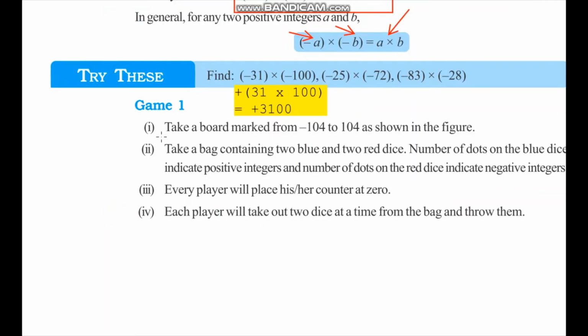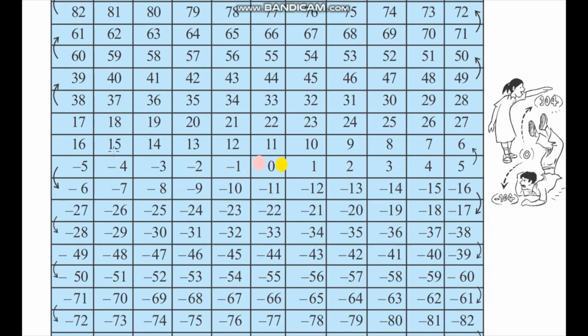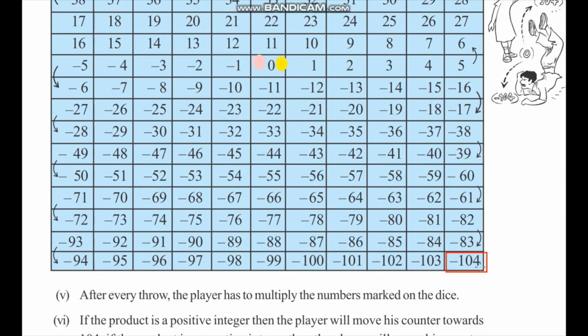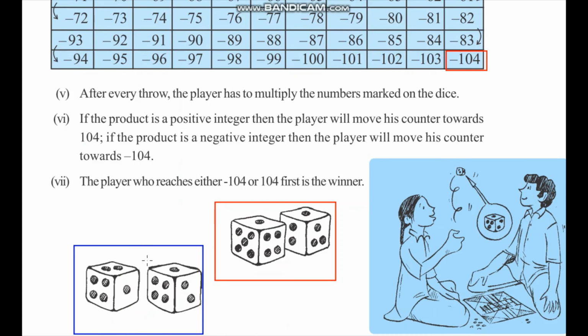Up next, we have a game that you can play with your friends. The rules of this game are pretty simple. So, keep two of your pawns, or you can keep all the pawns of all your friends at 0. Next, the goal of the game is to reach either 104 or negative 104. And what you need to do is, you need to get two pair of dice, one blue and one red. And you need to place the 4 of them inside a bag.